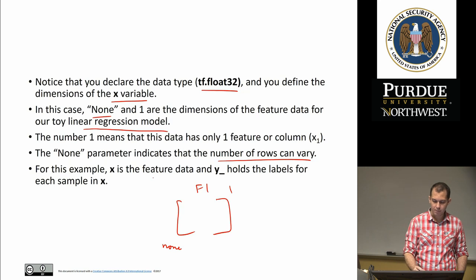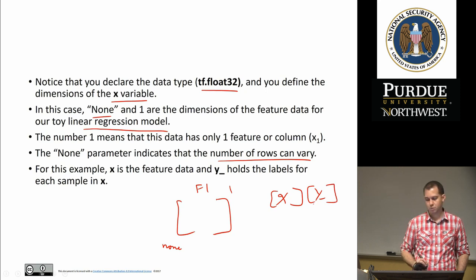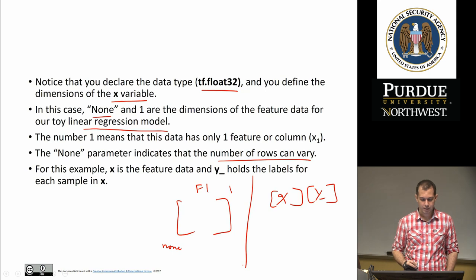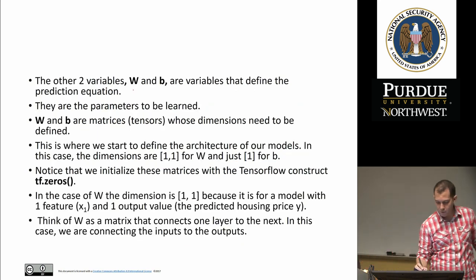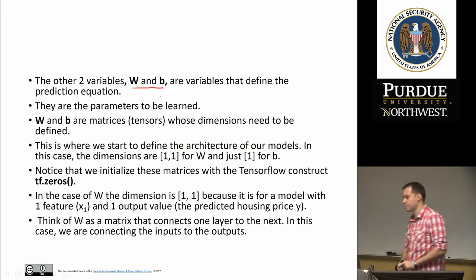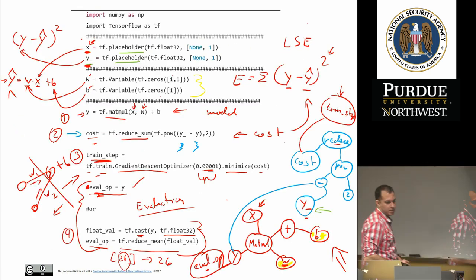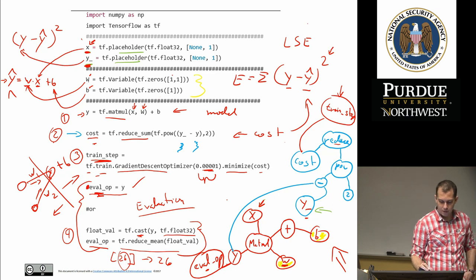So for this example, x is the feature data, and y_ holds the labels for each sample in x. You can think of it as x and y_ like that. So each of our samples looks like that. The other two variables, if you remember, W and B, the bias, we go back to our code. Those are the variables that we were talking about here.